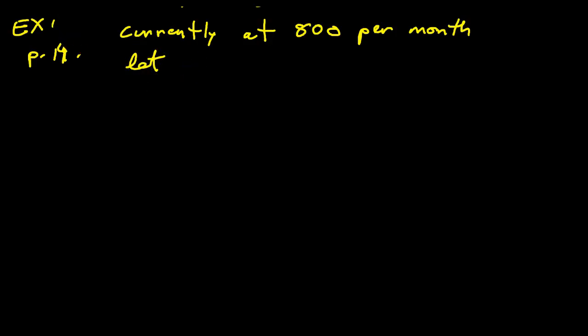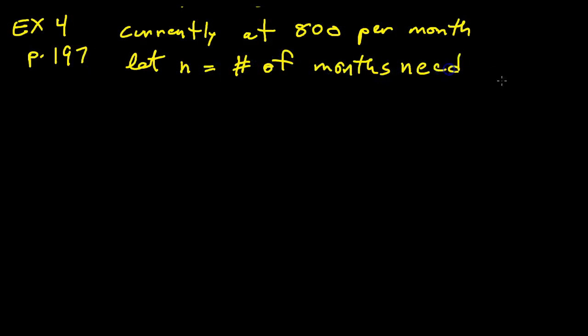So this is example 4 on page 197. I accidentally erased it. That looks kind of sloppy. Hang on. Example 4 on page 197. I'm going to let n equal the number of months needed to increase production to the 1,700 level, which is what the book specifies.